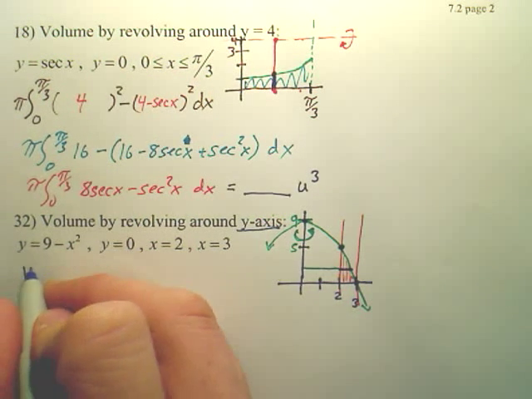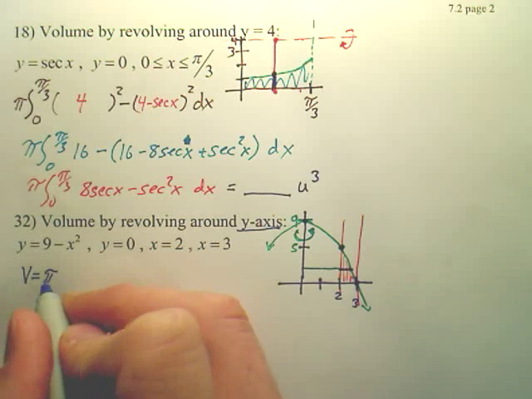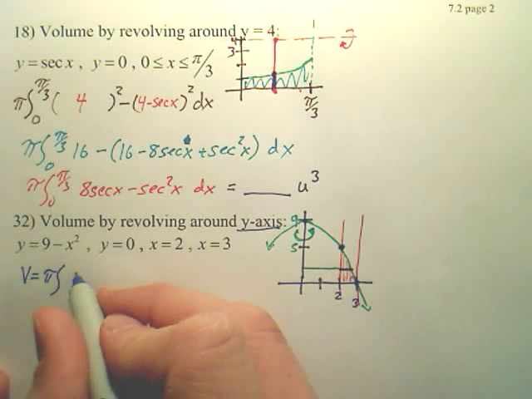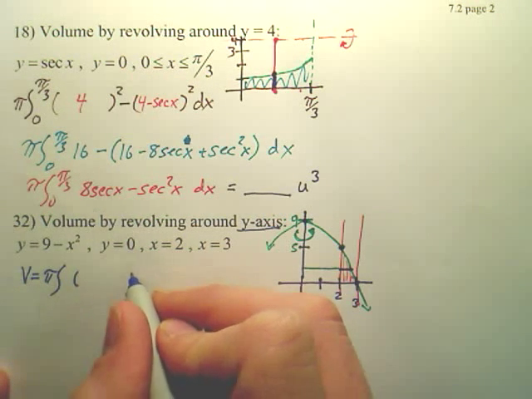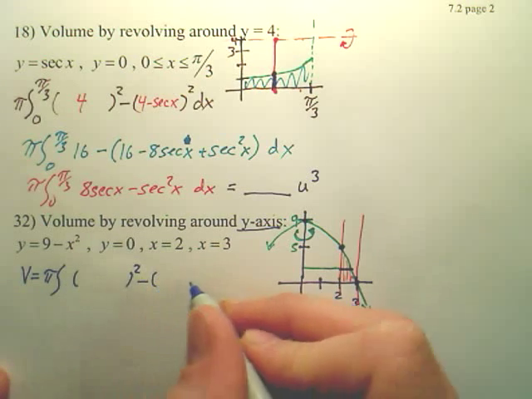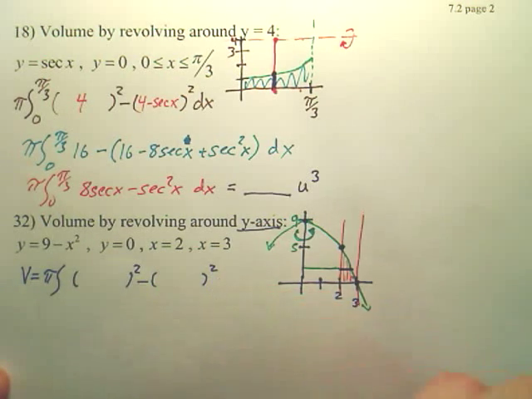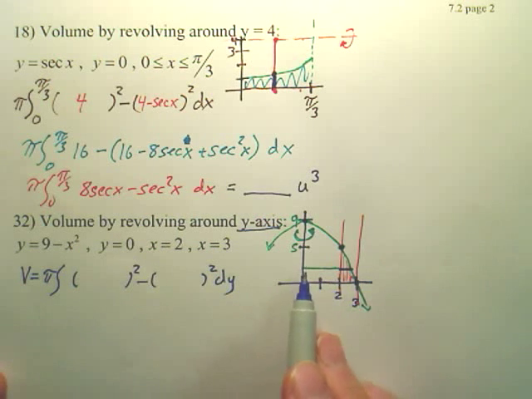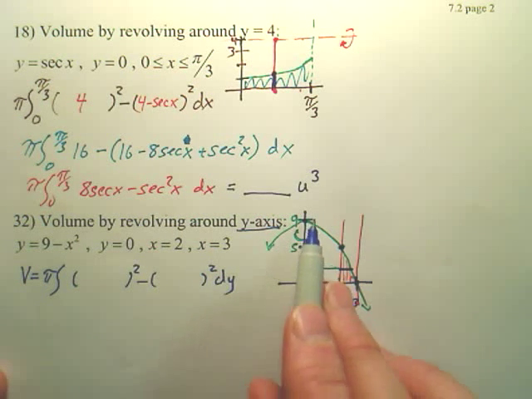So right away, the volume is equal to pi. All right, we're going to think about our interval in a second, but we have an outer minus an inner. And why is it dy? Because aren't these lines going to be added up along the y-axis?